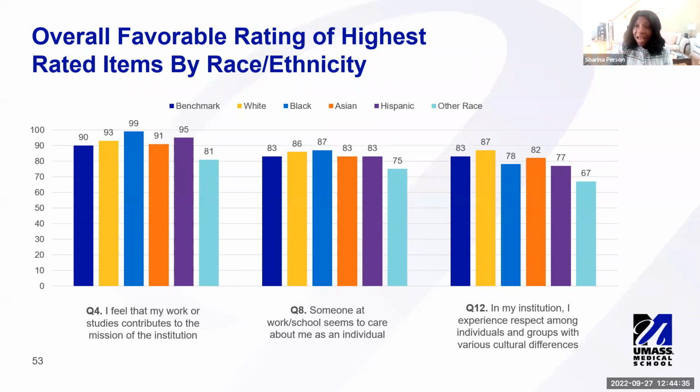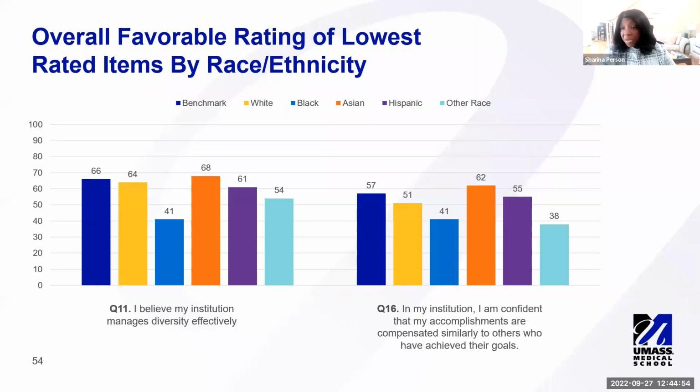Looking at the highest and lowest rated items, we look by race and ethnicity, and we can see if that's consistent across all self-identified race and ethnicity groups, as well as showing what the benchmark looks like for that. So we looked at both the lowest and the highest. And if you notice, for example, even with the overall low scores, some groups have even worse favorable feelings in those categories that could have been obscured if we didn't look at that.